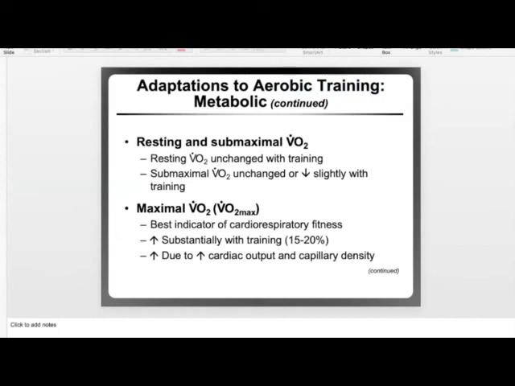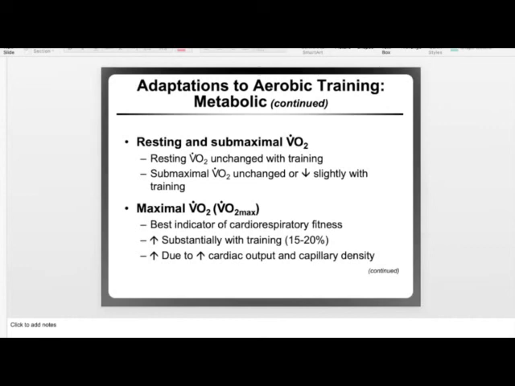So, resting and submaximal VO2: your resting VO2 is not going to really be changed because you don't need more oxygen at rest. Submaximal VO2 is also going to be relatively unchanged. But maximal VO2, max VO2, is going to increase. It's the best indicator that we have of cardiorespiratory fitness.